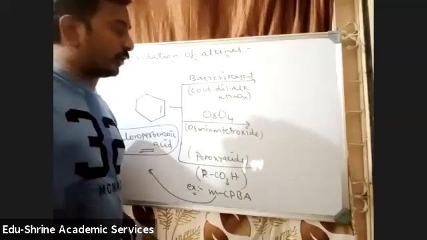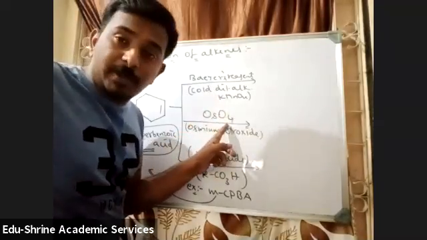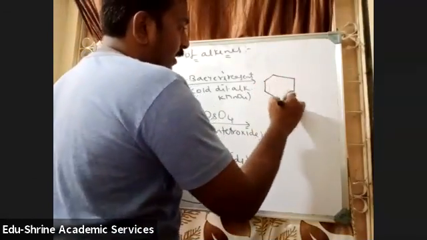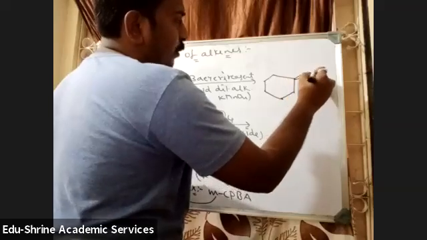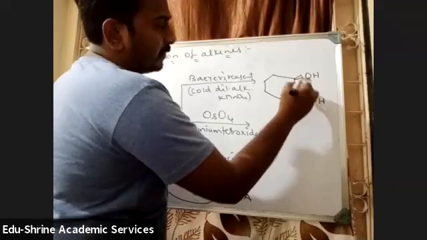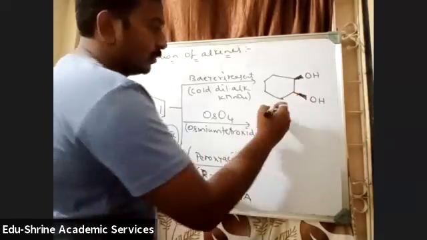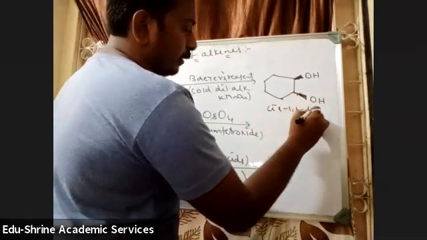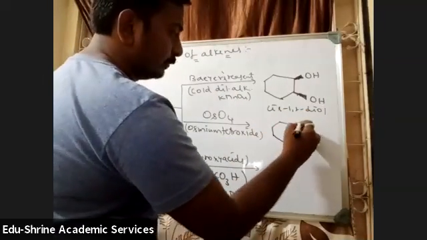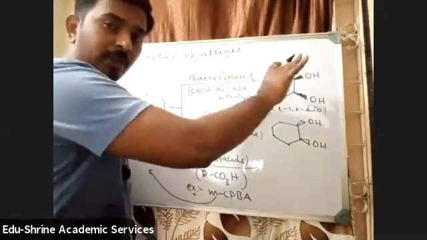But the difference is, students, the first two, Bayer's reagent and osmium tetroxide, will give you cis diols. These are selective oxidizing agents. Cis diols means both OH groups must be either coming towards the observer or going away from the observer, but both must be in cis position. So this is cis 1,2 diol. In the same way, here also you will get cis 1,2 diol. Either you will get this or you can write the other one also.